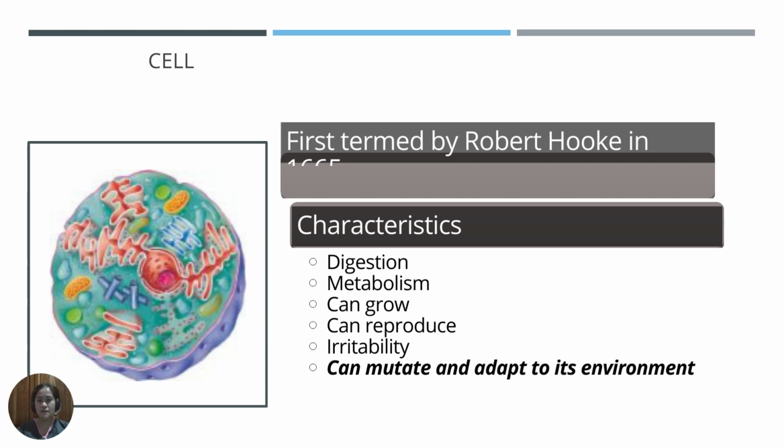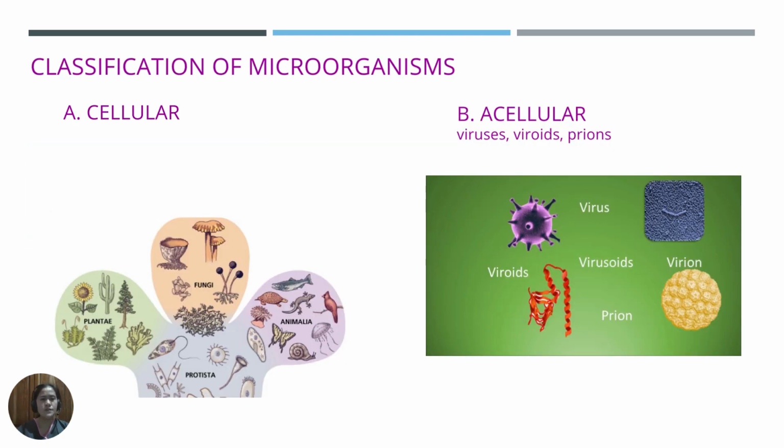Cell was first termed by Robert Hooke in 1665. Natakal natin yan nung unang chapter natin. Okay, so the characteristics of a cell are digestion, metabolism. It can grow, it can reproduce. It can also be responsible for irritability, and it can mutate and adapt to its environment.